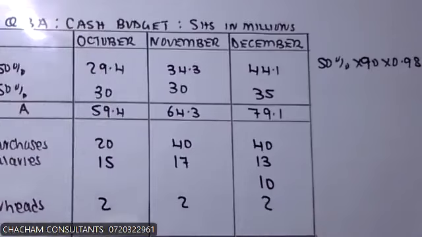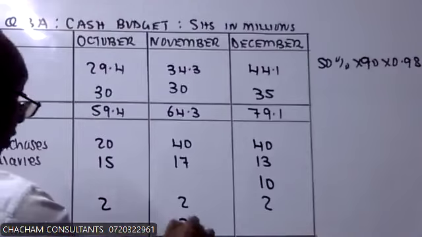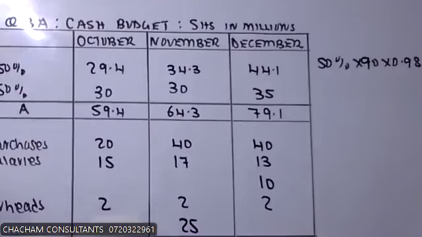Then a new plant due for delivery in September will be paid in November at a cost of 25 million. So that is straightforward. The new plant, 25. Then on 1st of October, the farm plans to have 10 million in the bank. That is the opening, we will put that later. So now give me this total.